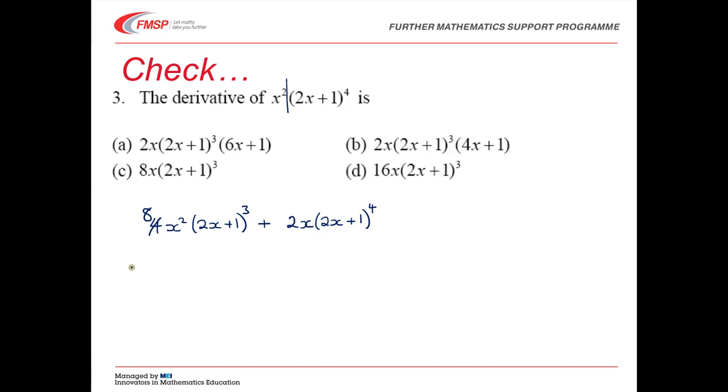I can tidy this up a bit because I've got all those x's and 2x plus 1's to different powers. So I've got an x in both of them, and I've got a 2x plus 1 cubed in both of them, and I've got a factor of 2 in both of them. So what have I got left for the first term? Well, I need a 4 and an x, and that's all. And for the second one, the 2x is out the front, so it's just the 2x plus 1. So that's 2x times 2x plus 1 all cubed times 6x plus 1.